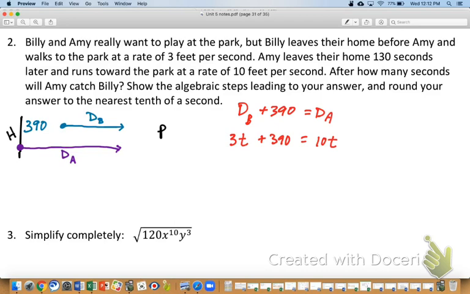So I say this is the end because all we have to do is a little bit of algebra, and I think you guys are all really good at that. So subtract the 3t over. 390 equals 7t. Dividing by 7, apparently that's 55 point something.